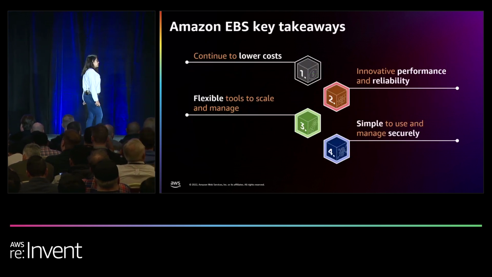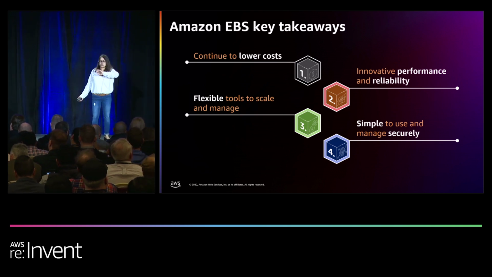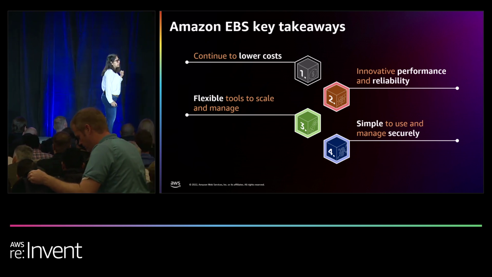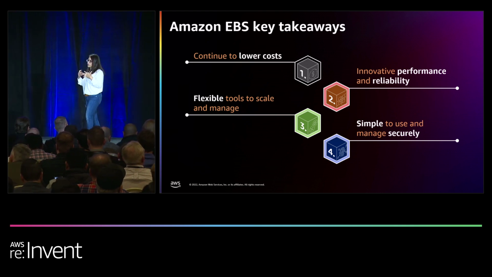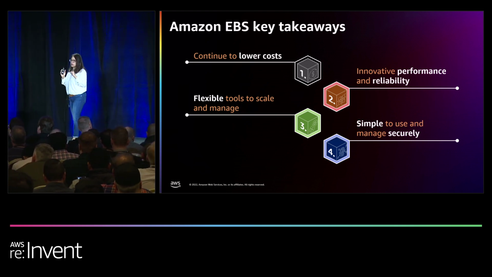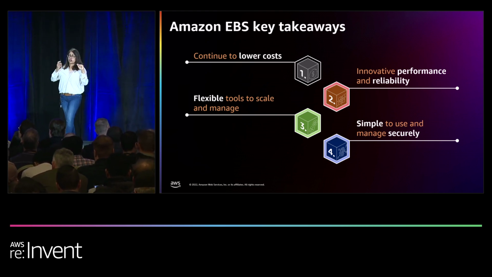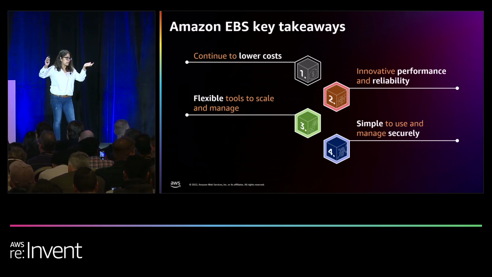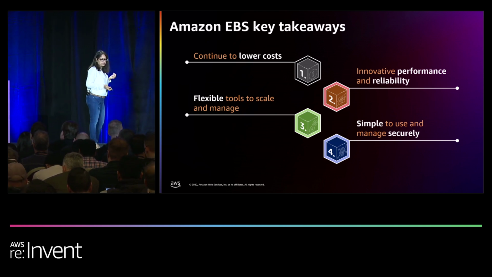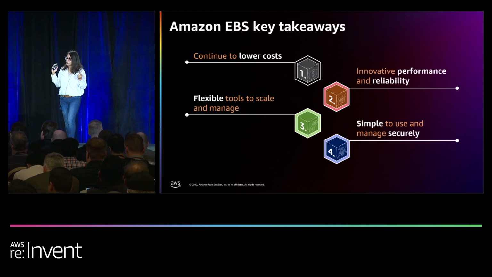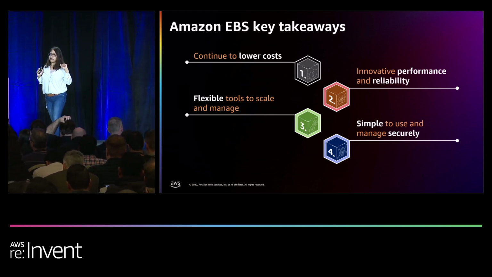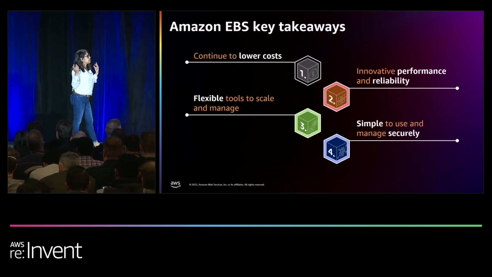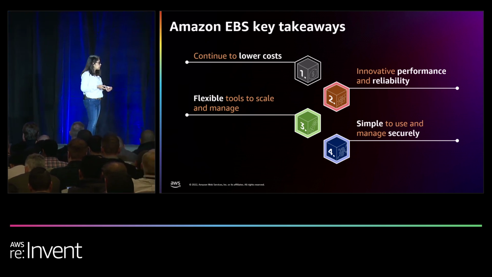Now, what did we talk about? We are of course coming towards the end of the session. I want you to remember that we are continuing to work towards lowering our cost. Cost sensitivity is very close to EBS. Whatever we build, whatever we focus on, we keep in mind that we want to provide all of these great features, all of these capabilities to our customers at the best cost possible. The performance and reliability we talked about, EBS provides 5 nines of availability promise, and we also talked about the different performance characteristics of the volume types.